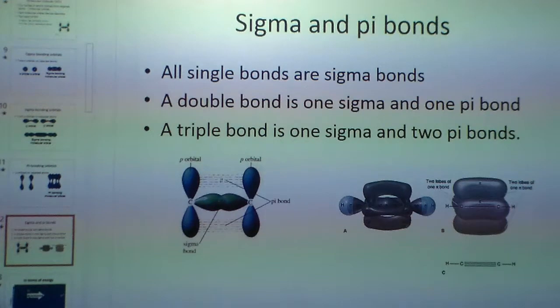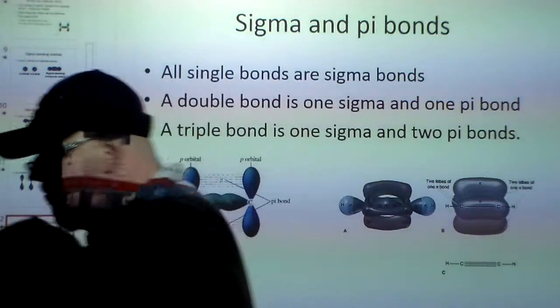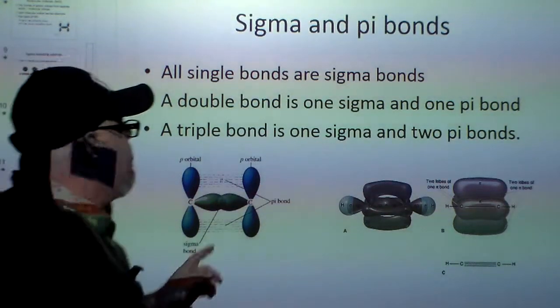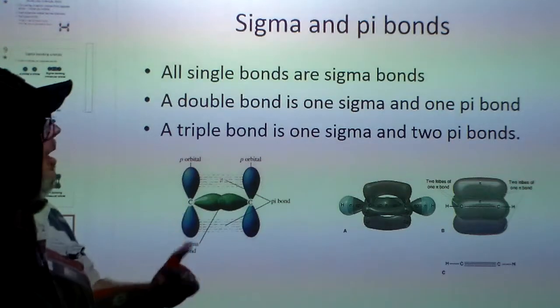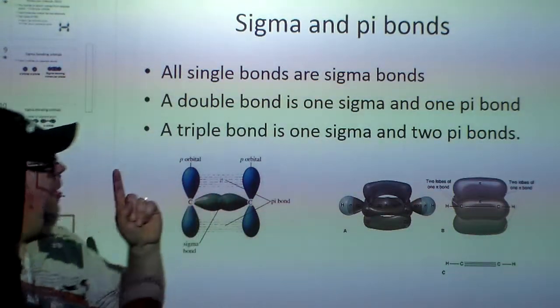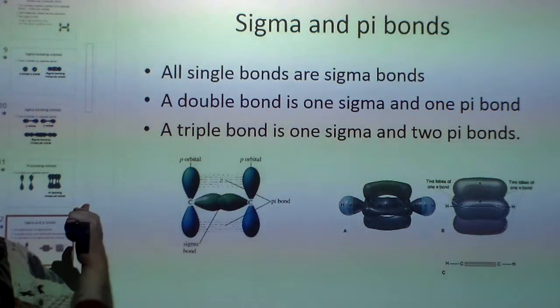What more about sigma and pi bonds? Well, first thing to pay attention to is that all the single bonds are sigma bonds. All the sigma bonds are in fact single bonds. A double bond is one sigma and one pi bond. And a triple bond is one sigma and two pi bonds. This is a very important idea.